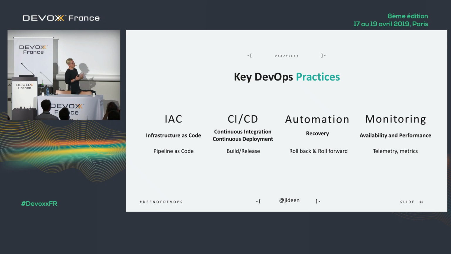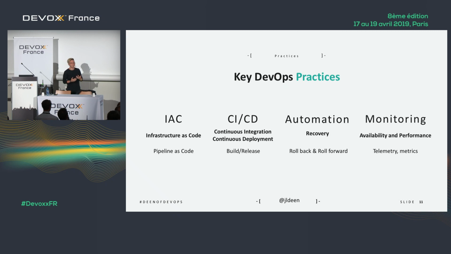Because we've all heard DevOps practices. You're going to see that in the demo today. We have infrastructure as code. You might also be familiar with pipeline as code, CI/CD, that's your build and release stages. But the last two are practices that don't really get talked about often enough. We hear automation, automate all the things, except you don't really want to automate everything. You want to automate everything you can.